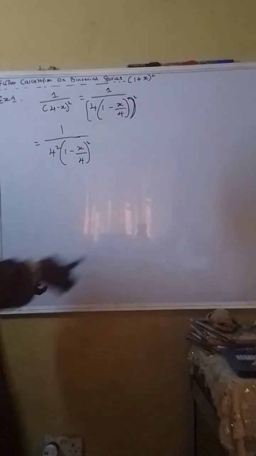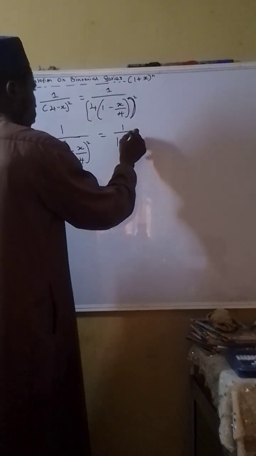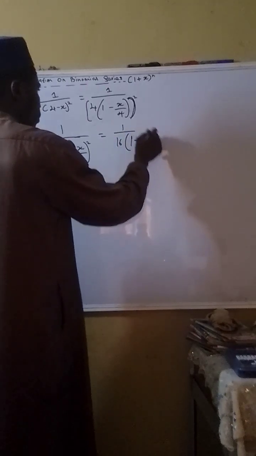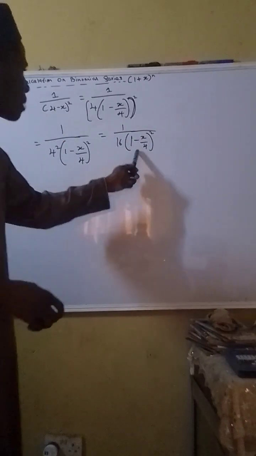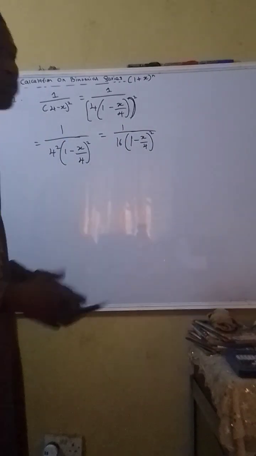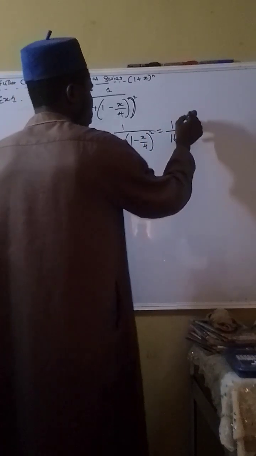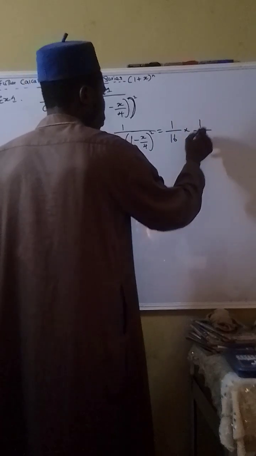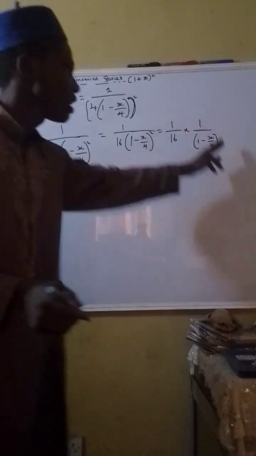So from this point now, this could be equals to 1 over 16 into brackets 1 minus x over 4 raised to power 2. Now, if you look at this, this is what I want to expand. This is my basic point I want to expand. And if I tell you that this can be broken down as 1 over 16 times 1 over brackets 1 minus x over 4, this is a constant number just multiplying this expansion. This is what we want to expand up to the power of x raised to power 3.